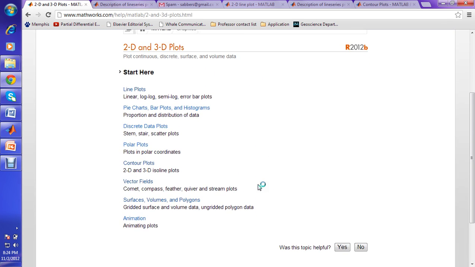We are mostly interested in line plots, which include linear plot, log-log, semi-log plot. Okay, and we are also interested in contour plots, how we can plot a contour in 2D and 3-dimensional view. We're also interested in vector fields, comet, compass, feather, quiver, stem plots. We're also interested in gridded surface and volume data and ungridded polygon data. So from here we will mostly emphasize line plots, contour plots, vector fields, and surface and volume plots. Okay, so let's get started from line plots.